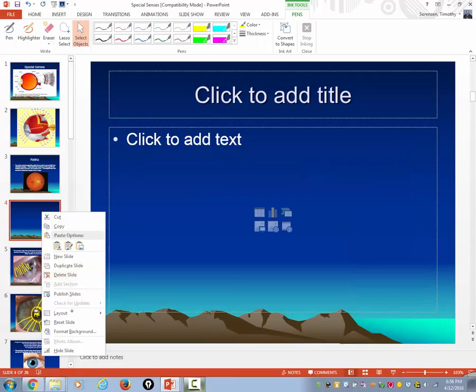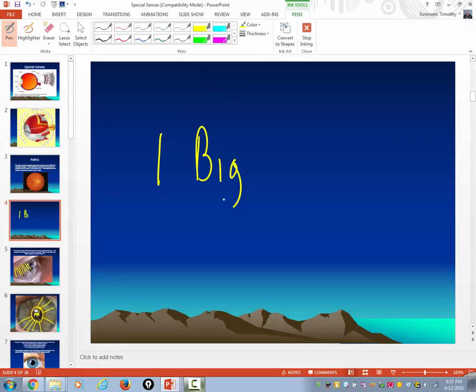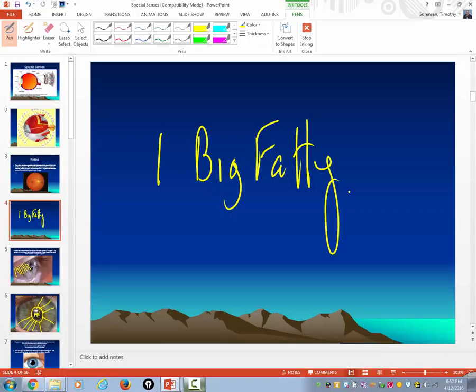So if you have the diagnosis of glaucoma, it is not uncommon for your ophthalmologist to write a prescription for one big fatty. Because the active ingredient in marijuana is tetrahydrocannabinol, THC, and what THC does is reduce the production of aqueous humor by the ciliary bodies, thereby reducing intraocular pressure.